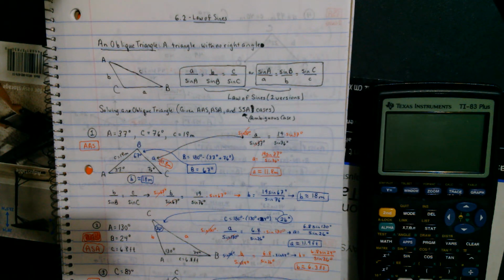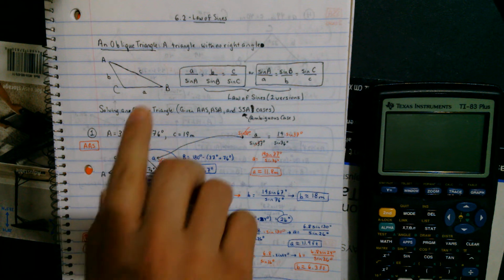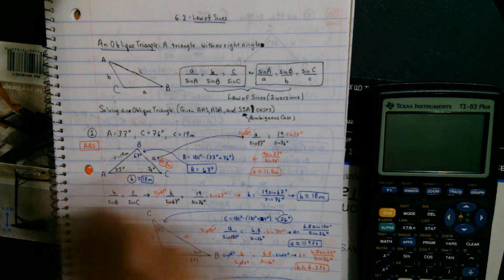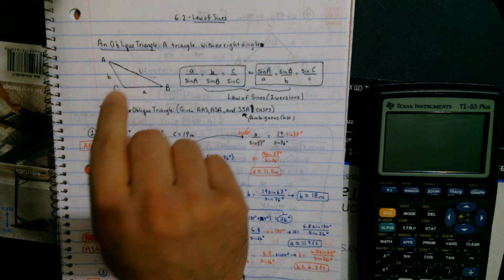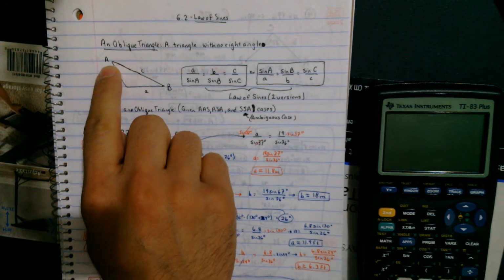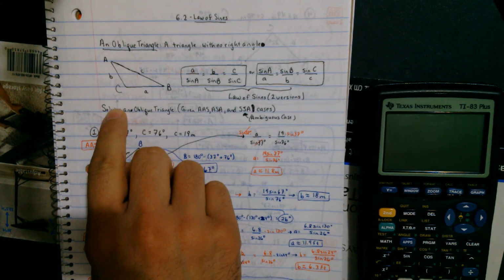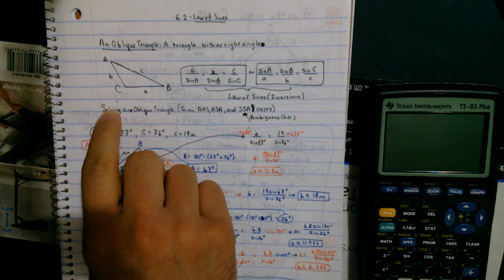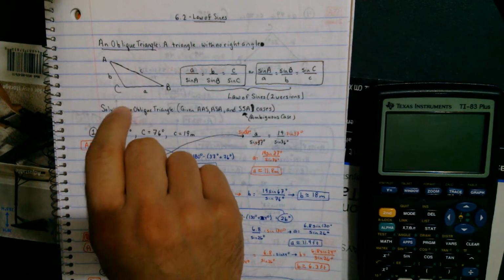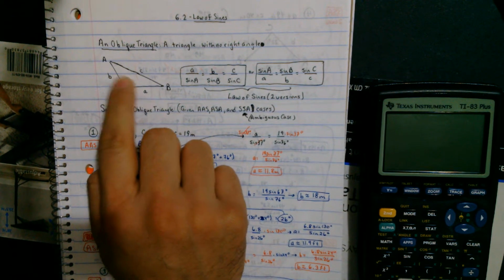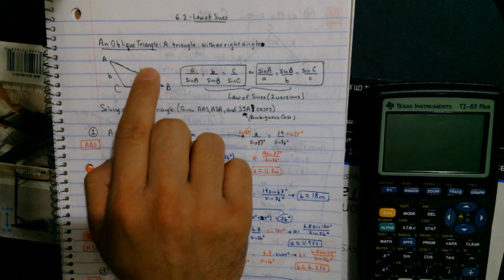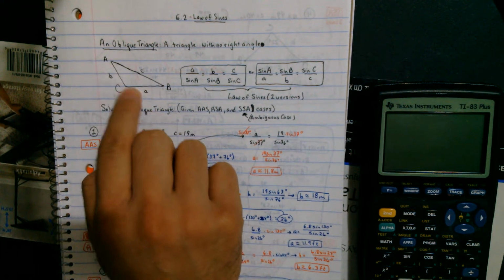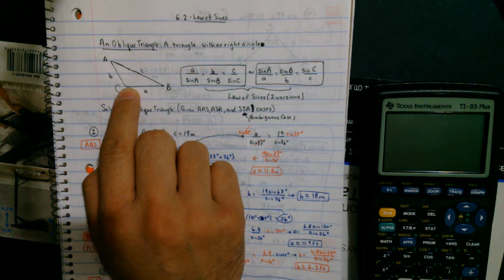Okay, so here's 6.2, law of sines. An oblique triangle is a triangle with no right angles. So for the formula here, again, you have three vertices A, B, and C, which are the three interior angles, and the three sides, lowercase a, lowercase b, lowercase c. Little c is opposite of angle C, little a opposite of angle A, and little b opposite of angle B.